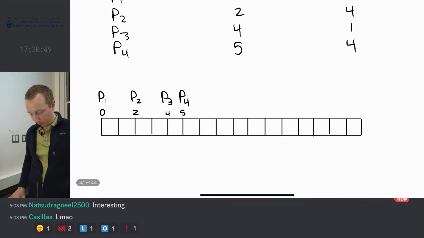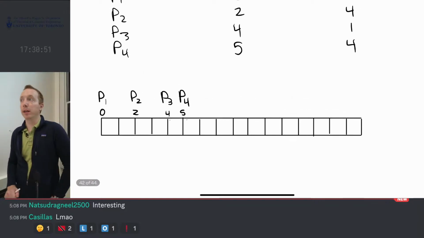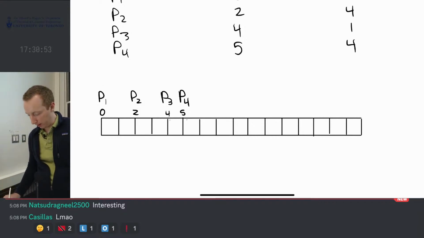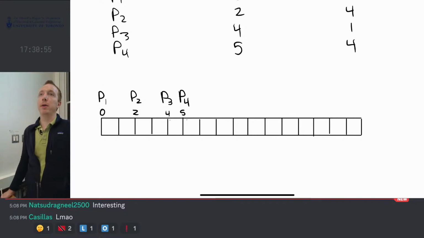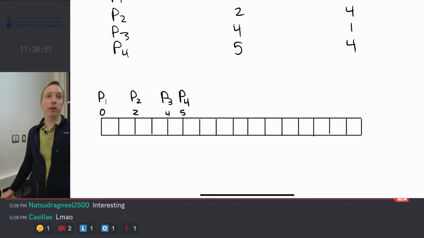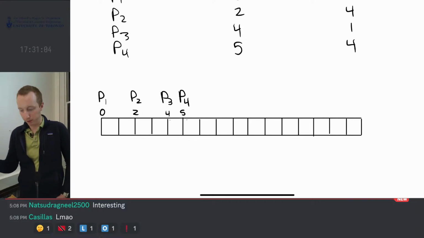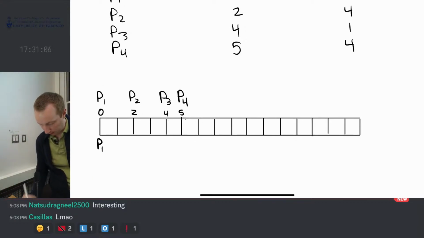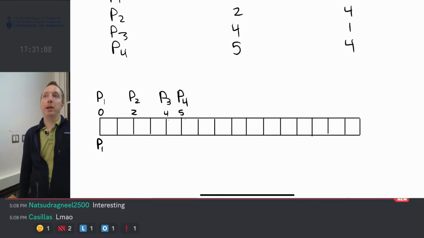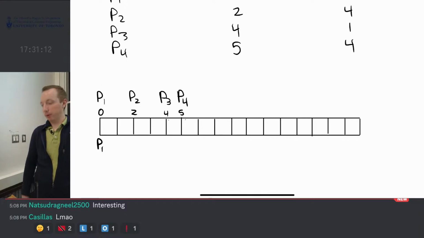I will have all the arrival times written on the top, and then a nice trick to do for round robin is to write the queue on the bottom. So you keep track of your queue all the time, and then you know what to schedule next. So at time 0, P1 arrives. It would be the only thing in the queue, so it would get scheduled.